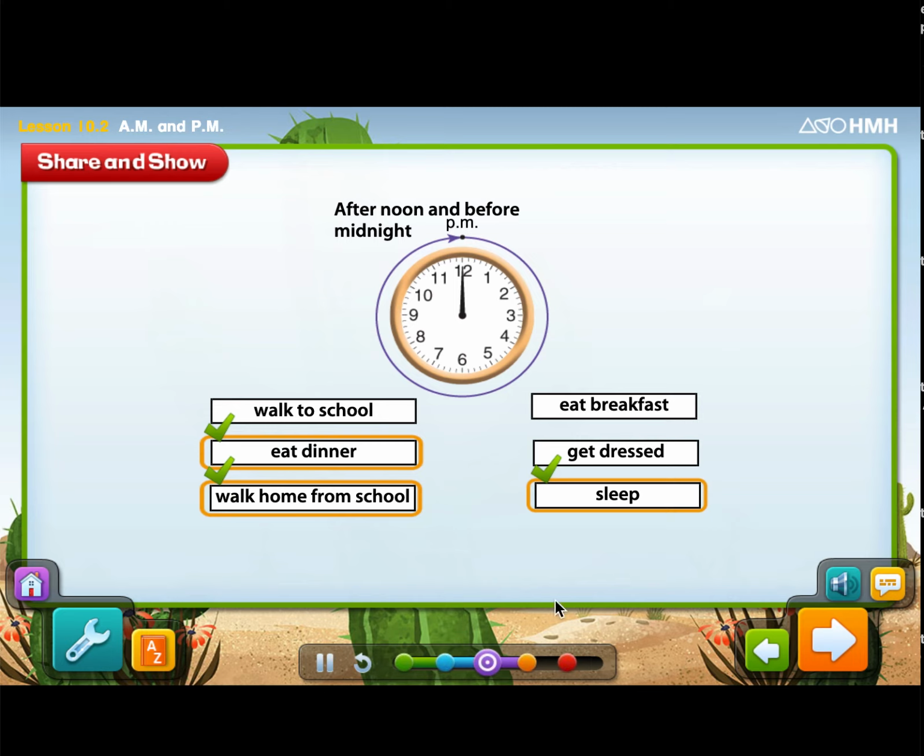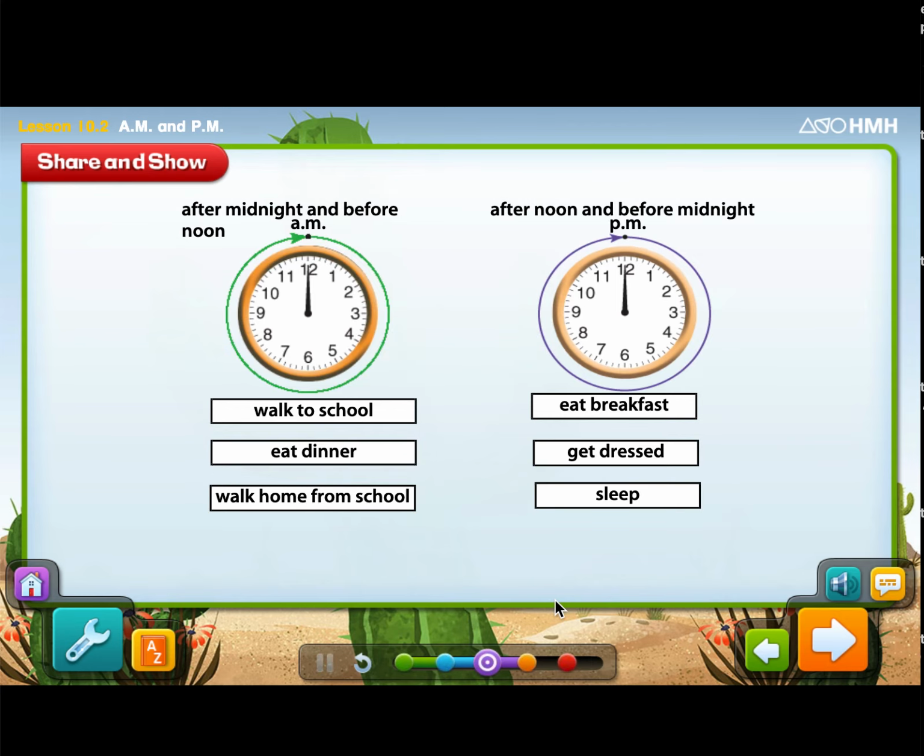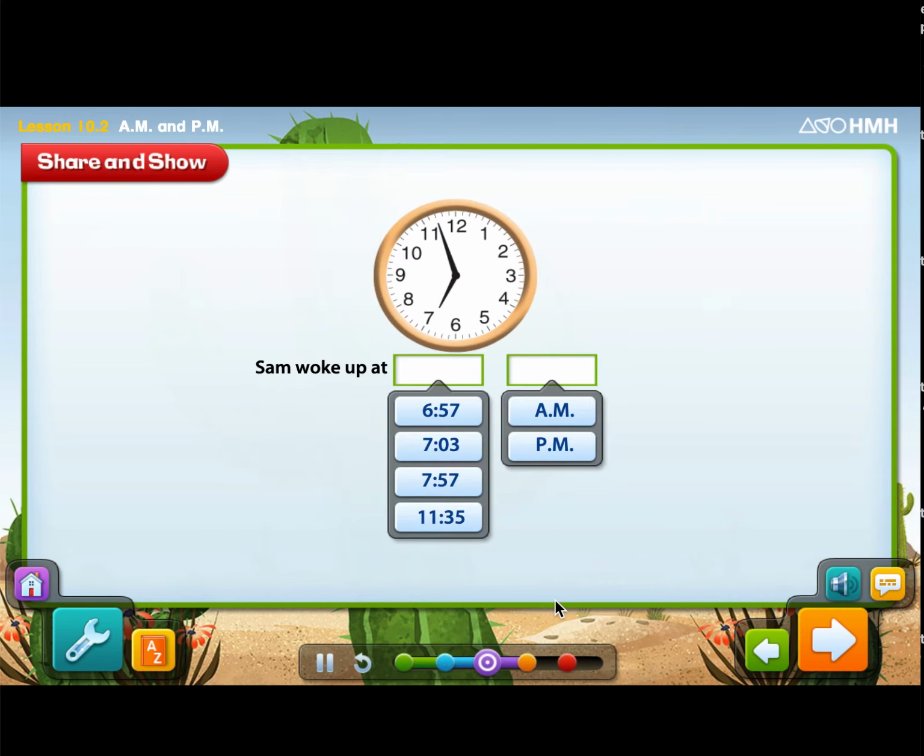Great. These activities are usually done in the PM hours. Notice that sleep occurs in both the AM hours and the PM hours. This is because you go to bed in the evening and wake up in the morning. This morning, Sam woke up at the time shown on the clock. What time did Sam wake up?